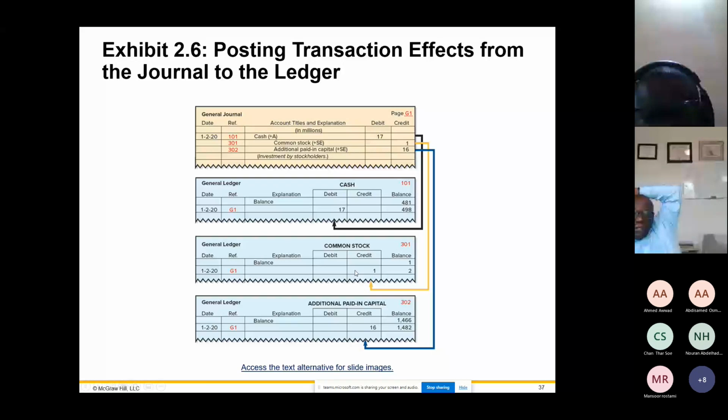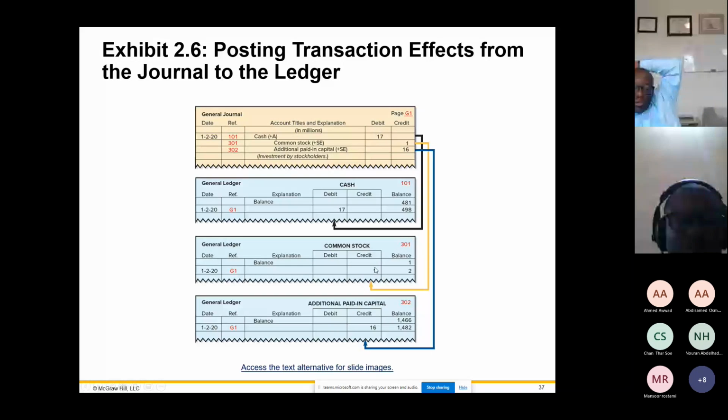So for common stock, you can see the balance of common stock was just $1. But because of the $1 additional, it has moved to 1 + 1, 2. And also additional paid in capital. If you look at the balance sheet, when we checked, it was $1,466. But because of the additional $16 credit, that has moved it to $1,482. So you can see this is how to post journals. All the entries are captured in this form. But like I said, most of these things are now handled by computer, but it's good for you to know. So you can see all the balances are affected.